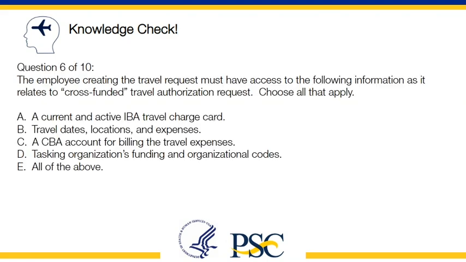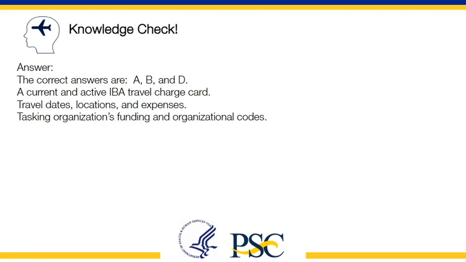The employee creating the travel request must have access to the following information as it relates to cross-funded travel authorization request. Choose all that apply. A. A current and active IBA travel charge card. B. Travel dates, locations, and expenses. C. A CBA account for billing the travel expenses. D. Tasking organization's funding and organizational codes. E. All of the above. Click the Pause button, consider your response, and then click Play to resume and learn the correct answer. The correct answers are A, B, and D.